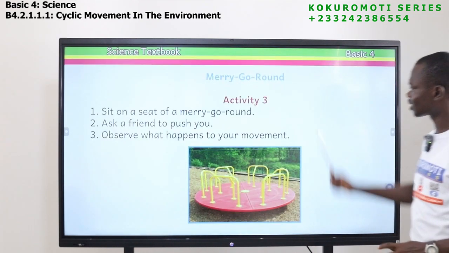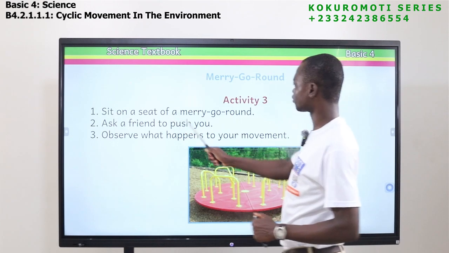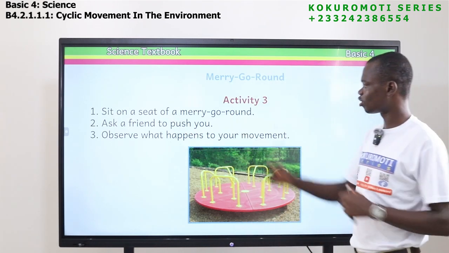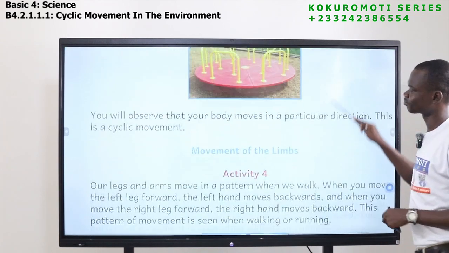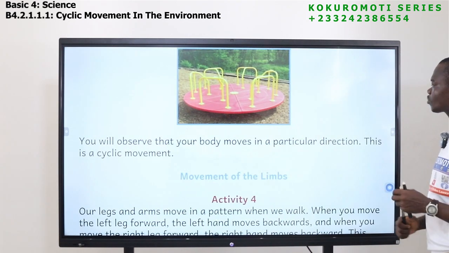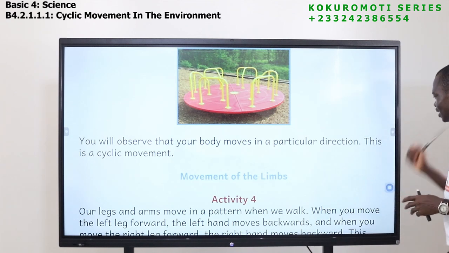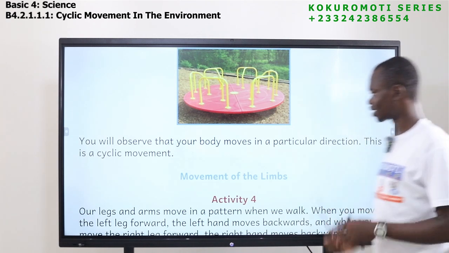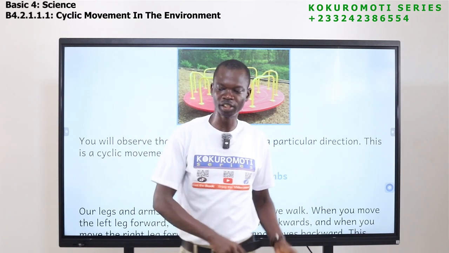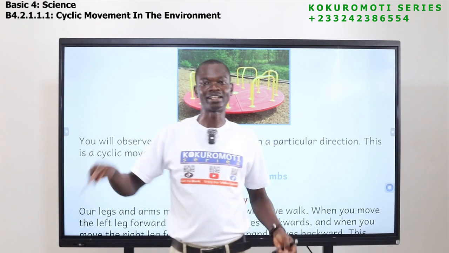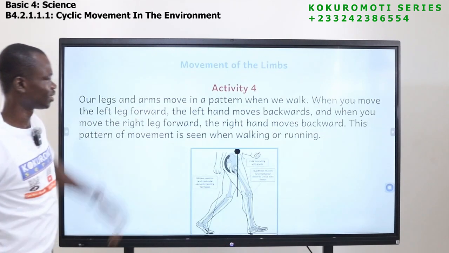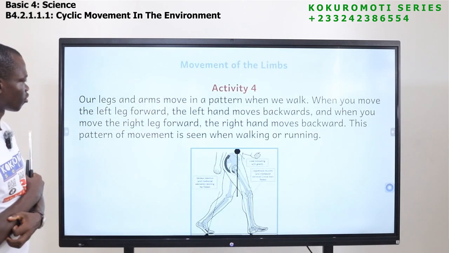So here, this is activity 3. 1. Sit on a seat of a merry-go-round. 2. Ask a friend to push you. 3. Observe what happens to your movements. So you observe that your body moves in a particular direction. This is a cyclic movement. So that movement goes in a particular direction. If it is going like this, it will go like that. So that is another example of movements that are in cyclic form.